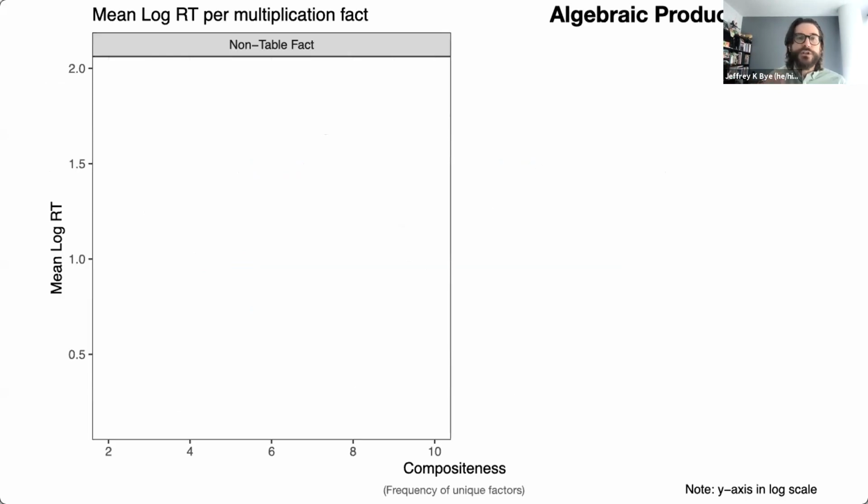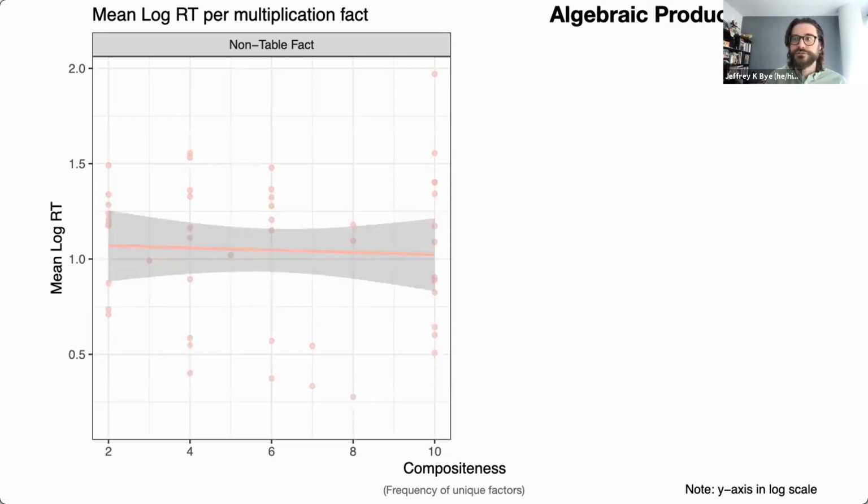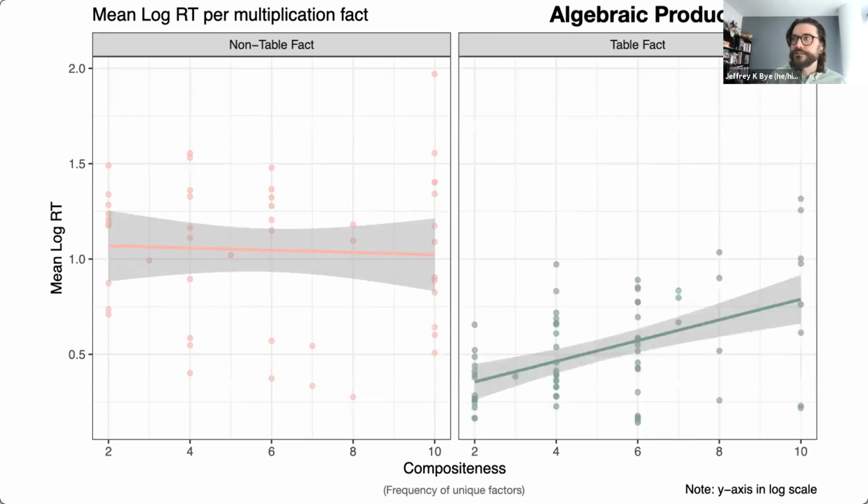Let's take a look at the results for the algebraic production task, again, something like x times 9 equals 72. Here we see for the non-table facts, those that aren't on the multiplication table, the relationship between compositeness on the x-axis, where the more unique factors, the farther to the right, and the response time, log RT, on the y-axis. For the non-table facts, there's no relationship between how composite a number is and how long it takes people to respond to this algebraic task. But for the table facts, we see the predicted significant positive relationship.